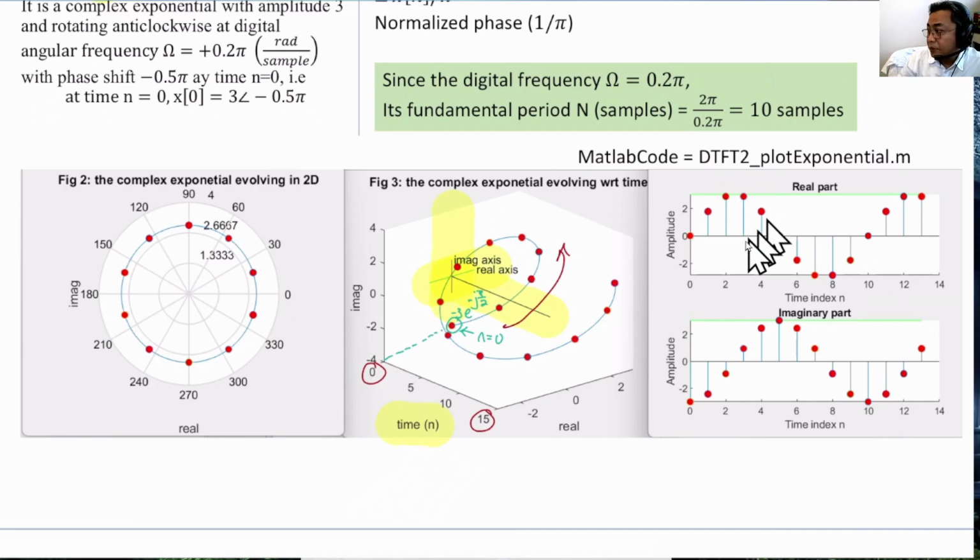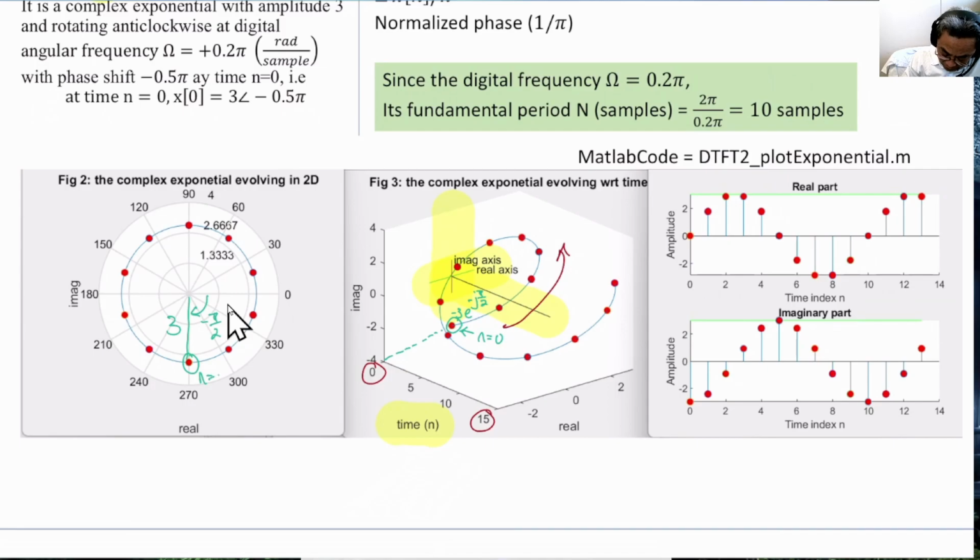You can plot the real part and the imaginary part as well, or if you prefer a polar plot, you can see this. Now in a polar plot, because the phasor is rotating over each other, you have no idea where is n equals 0. So let me show you where is n equals 0. It is here. So the magnitude is 3 and the angle is minus pi over 2.